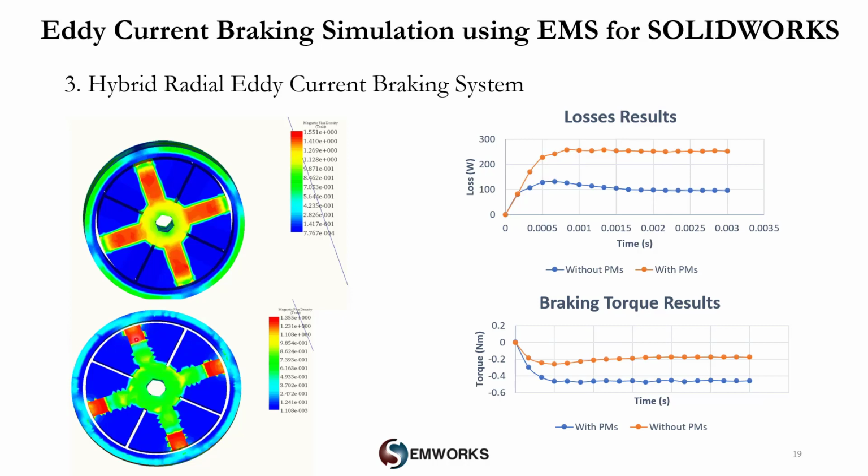So as you can see, this is the bottom figure. The magnetic field is higher close to the air gap and close to the rotating copper disc. And this is the model without permanent magnets. There is a slightly lower magnetic field. This is the green, so it's around 1 Tesla, and here it's maybe around 1.3 Tesla.